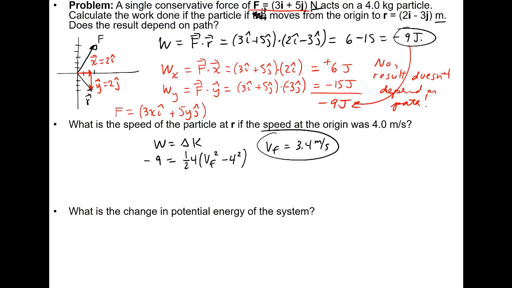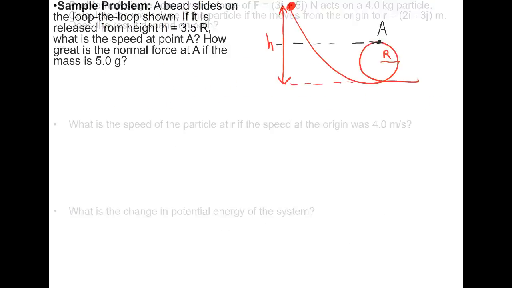What is the change in potential energy of the system? We've said this a couple times now, but the change in potential energy is equal to the negative of the work that's being done. So it's negative of negative 9, or just positive 9 joules. Okay, let's try another example.